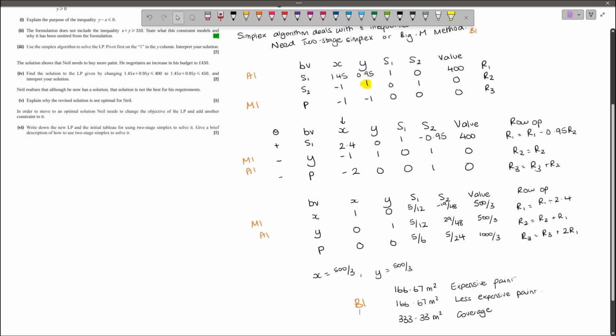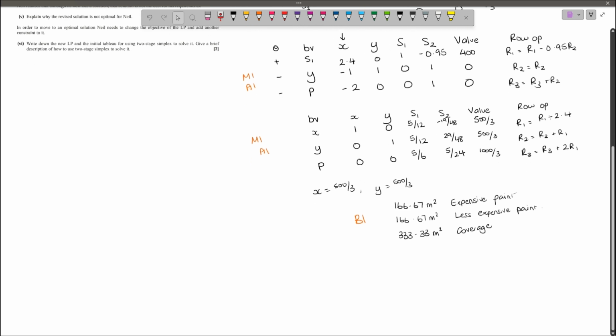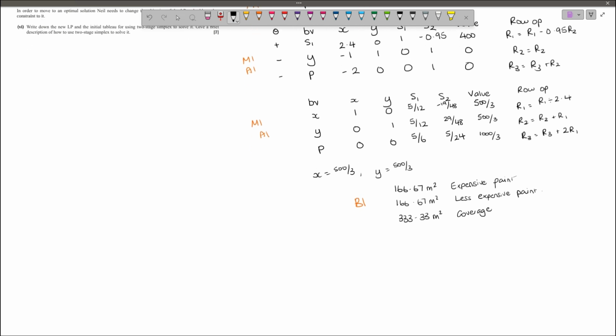So the new solution for part 4, if we write it down, would be 450 over 2.4 for x and y. So we're going to get that x is equal to 187.5 square meters, y is equal to 187.5 square meters. So the total coverage is equal to 375 square meters, which is now enough.